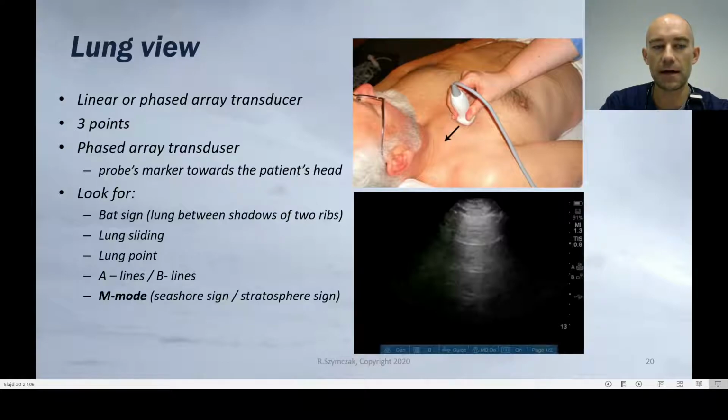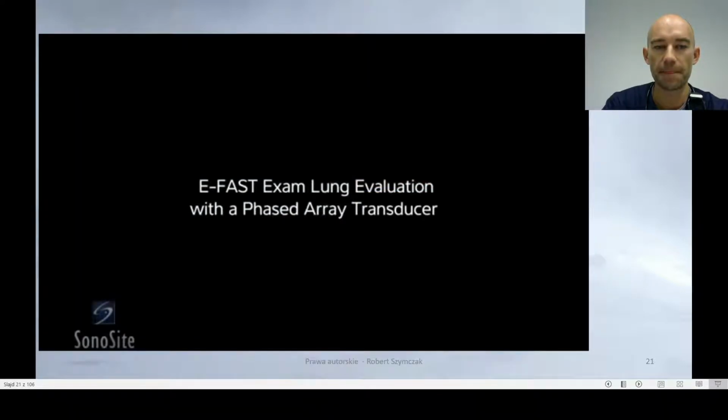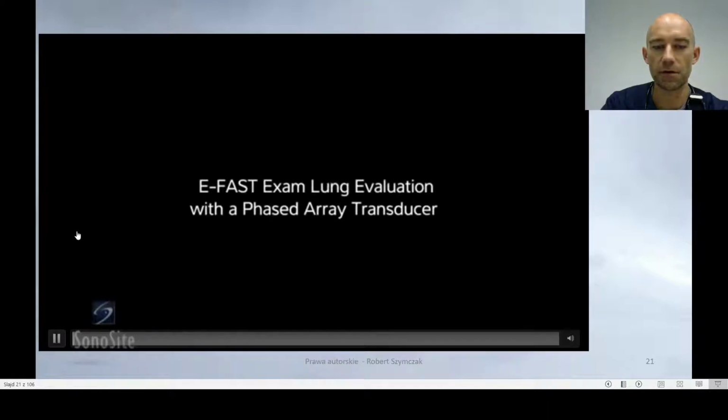I look for the lung sliding, which is the proof that the lung moves and that there is no pneumothorax. I look for the lung point. If I suspect the pneumothorax, I search for the A lines or B lines, and I use the M mode to check for the signs of pneumothorax. So those 5 things to look for when you perform the lung views using the ultrasound. So let's go through this film.